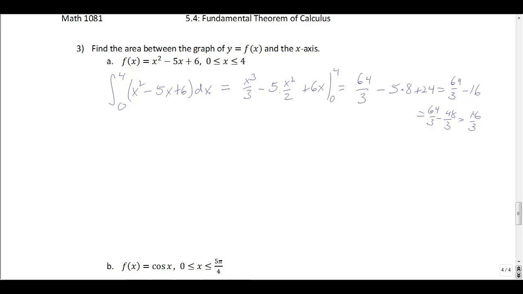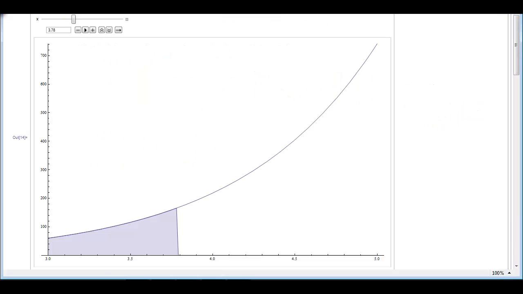Now, I'm not actually asking for the value of this integral. I'm finding the area between the graph and the x-axis. So there's a very slight difference here: what I'm asking for is really the integral of the absolute value of x squared minus 5x plus 6 dx. So if x squared minus 5x plus 6 is always positive, this should give me 16 thirds. But it's not.